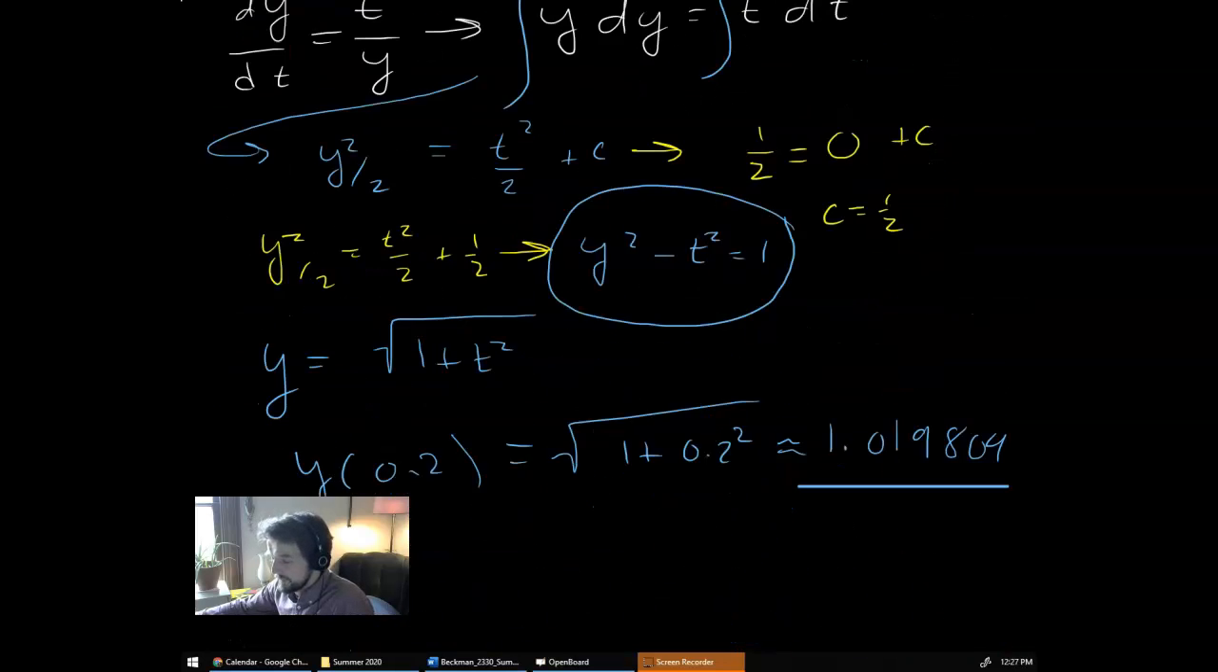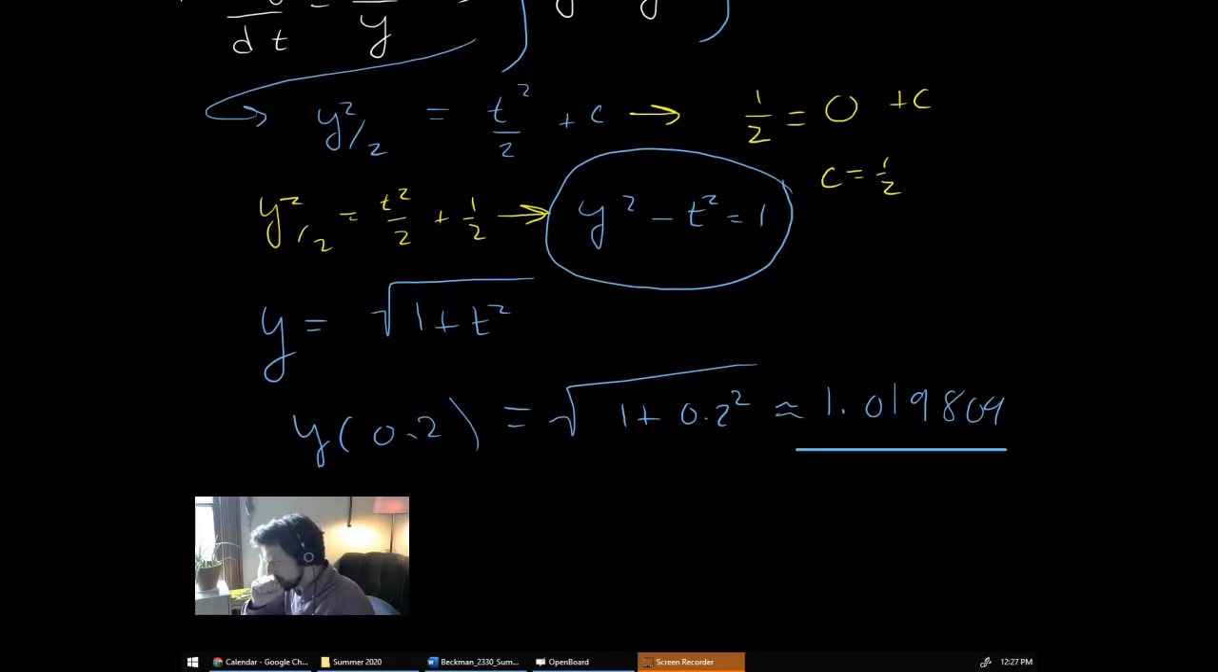But here we're able to find out the exact solution was 1.019804. Now if we have to calculate things like error, you can just subtract your approximate solution from this, and you can sort of see how far off you were.